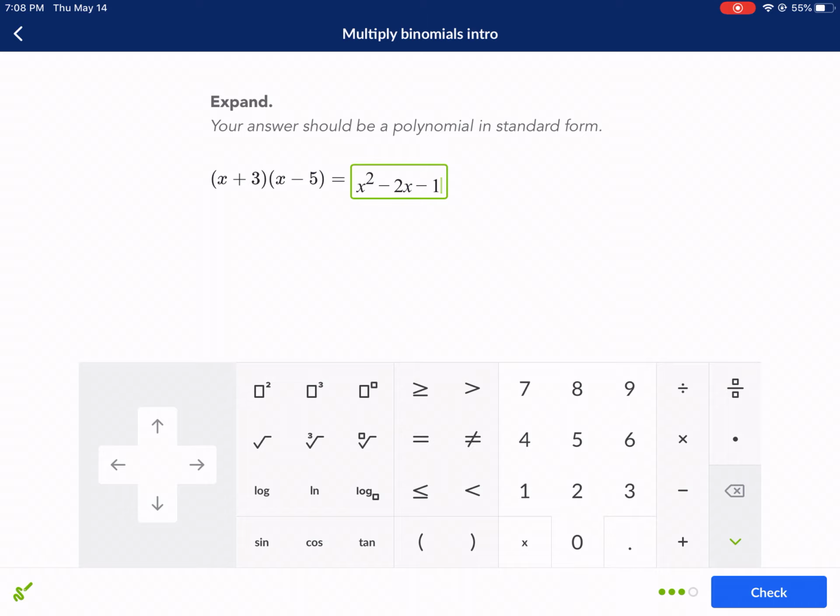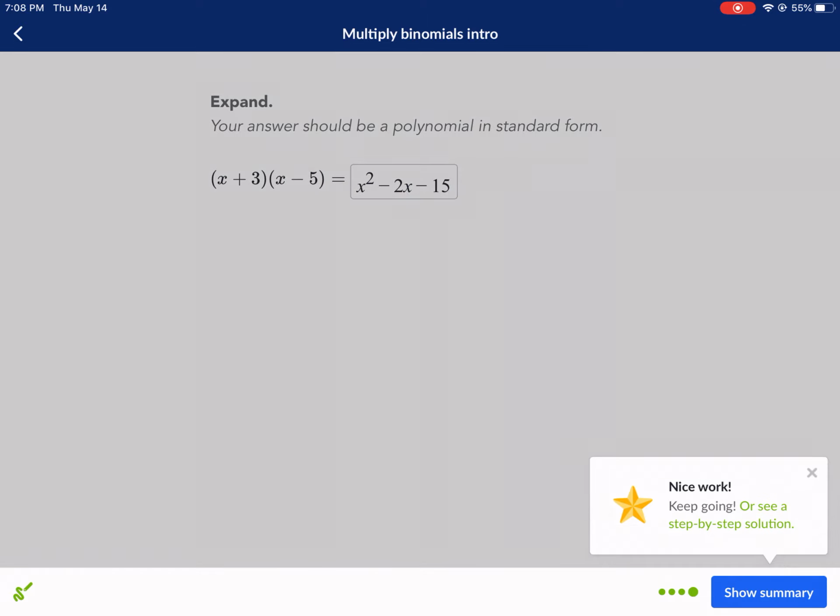Now I gave you about 4 different ways to do multiplying binomials. Pick one that speaks to you, that you can do consistently, and that is my advice.